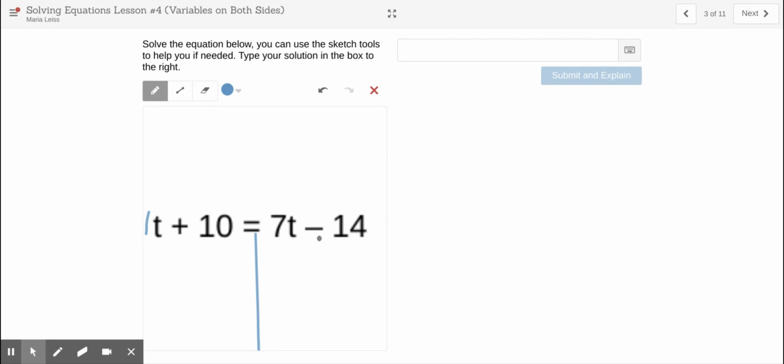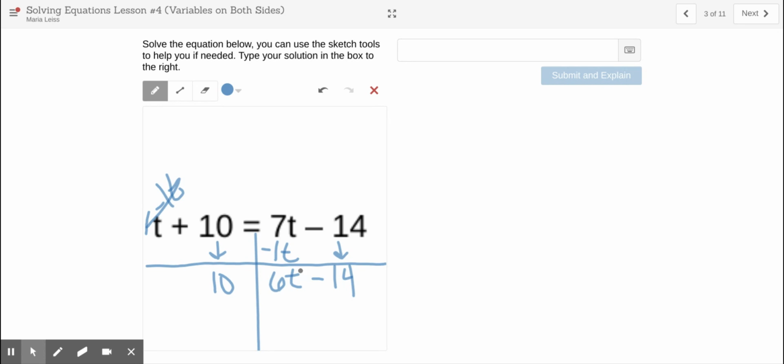Still going to do everything almost exactly the same, only I can't subtract 14. I would have to undo subtraction with addition. Let's get rid of the t's first. I always start with taking the smaller value of variables off. There's only 1 over here. So I'm going to subtract 1t from that side, and I'm going to subtract 1t from this side. I didn't touch that 10 yet, so I'm going to bring it down. I know that 7t minus 1t leaves me with 6 of them. And I did not touch that minus 14, so it gets brought down.